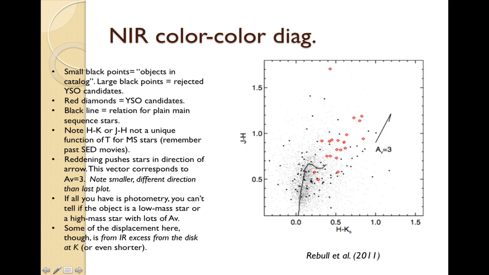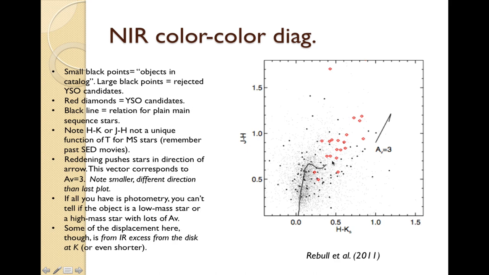So you can see the background objects are clustering around those colors because this is a color diagram. Distance cancels out, so you get clustering around that main sequence. This halo of points is either large error measurements or galaxies or something else entirely. All of the things that we kept as young stars, though, if you push them back along the reddening vector, will end up somewhere on this main sequence or close to it.